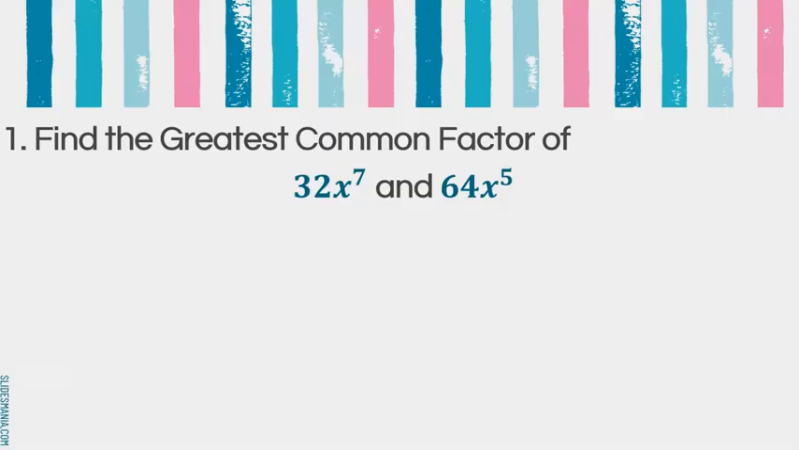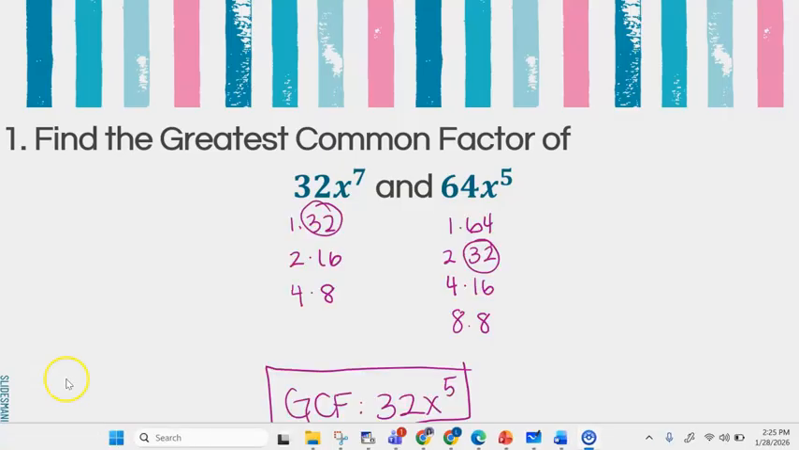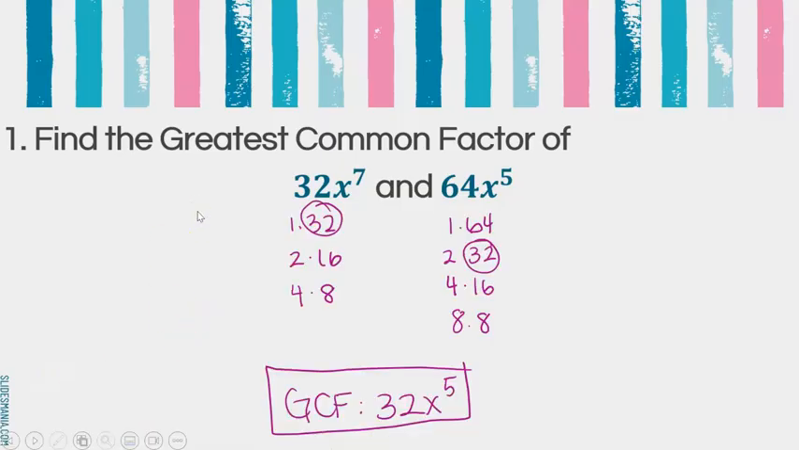What I'd like for you to do now is pause this video and try this problem. You could do it on the scratch paper in the back of your packet. Try to see if you can come up with the GCF for these two terms. Hopefully you got 32x^5. This one's kind of fun because it actually ends up being quite a big number, 32. And then x to the fifth because the smallest exponent that they both have is 5.